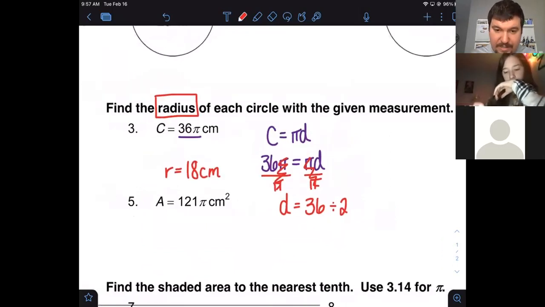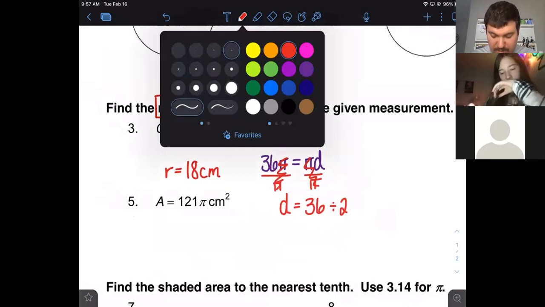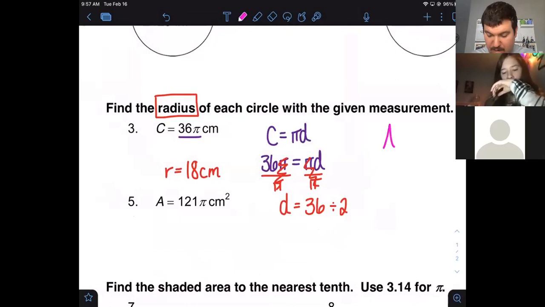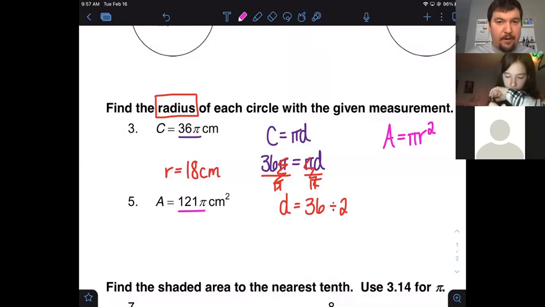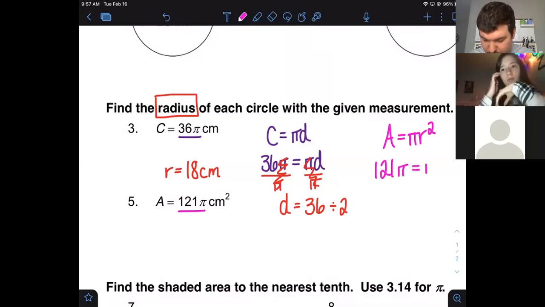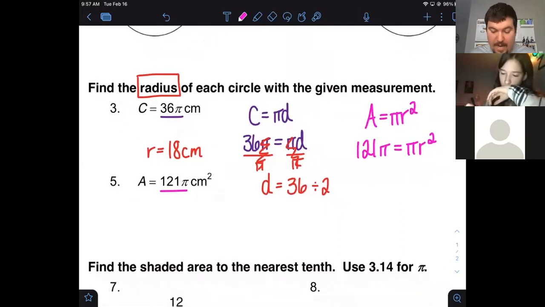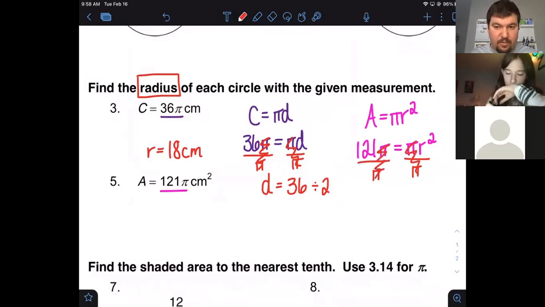Okay, now the area one is slightly more complicated because the area formula is slightly more complicated. The area formula is pi r squared. So because they tell us the area is 121 pi, instead of plugging in for r, we'll plug that in for a, for area, and we're going to write 121 pi right here underneath the a. And then just like last time, I think Catherine said it, we're just going to divide both sides by pi because we're going to have to work backwards here. And when you divide the right side by pi, pi symbol goes away. When you divide the left side by pi, the pi symbol goes away.